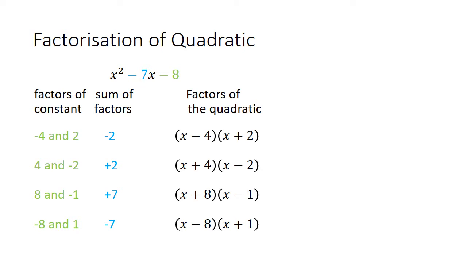So we will get our answer when we swap these around. We now have minus 8 by plus 1. It does add up to minus 7, so this is the correct one. And it gives us the factors x minus 8 multiplied by x plus 1.